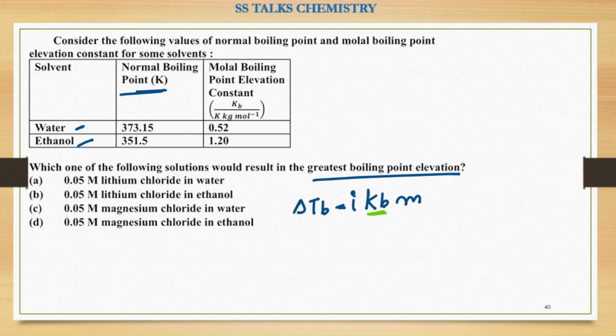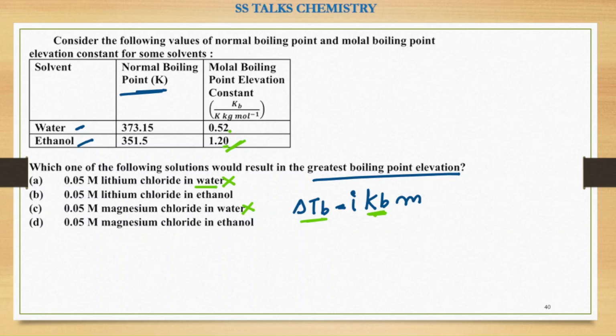One is this Kb value. The more the Kb value, the more the delta Tb value. Among these two, for water it is 0.52, but for ethanol it is 1.20, approximately double of it. So for ethanol, it is obviously going to be the higher one. So the option in which water is taken, we can eliminate directly. On the basis of this Kb value we have eliminated it.